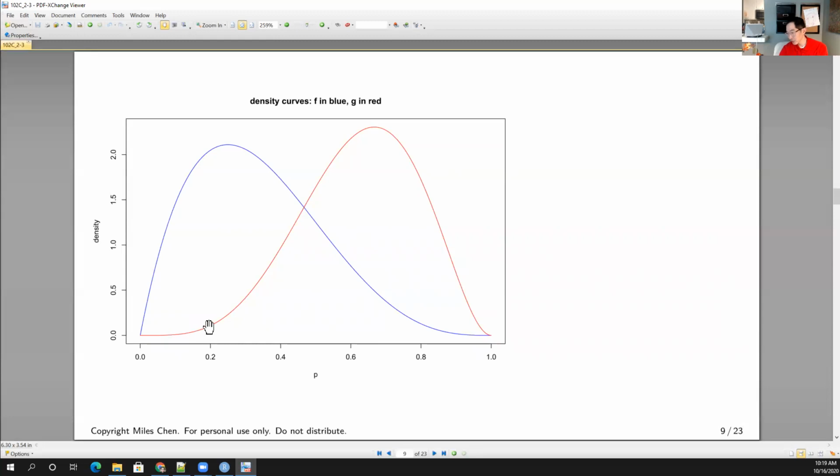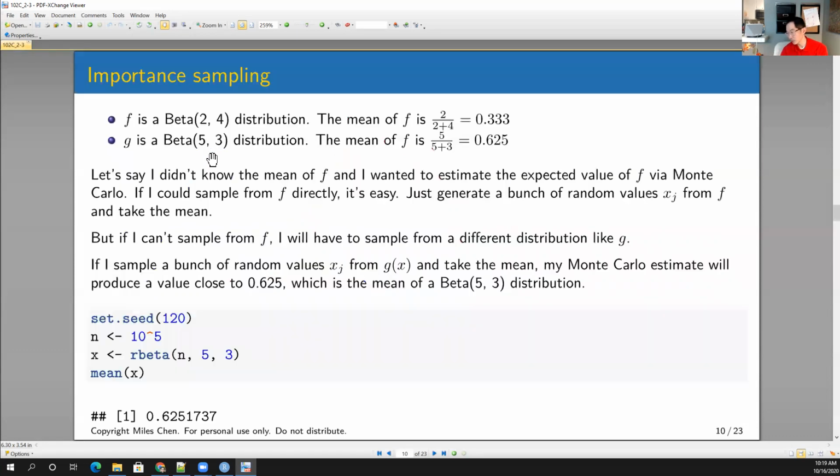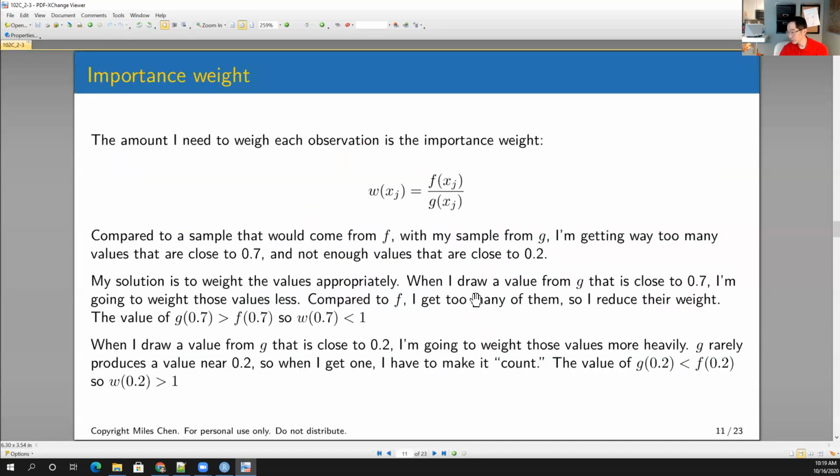So when I get one of these values, when I look at the blue distribution F, I know that it puts a lot of weight on 0.2, right? It's producing a lot of these values. So when G does produce a value near 0.2, I have to make it, quote unquote, count, okay? And so the value of this weight is going to be greater than 1, because the density of G at 0.2 is much less than the density of F, okay? And so the weight is going to be greater than 1.